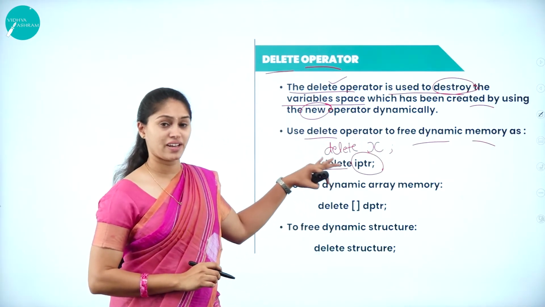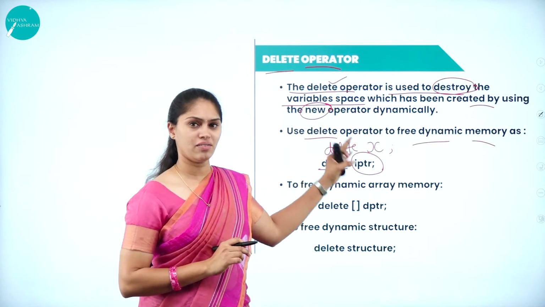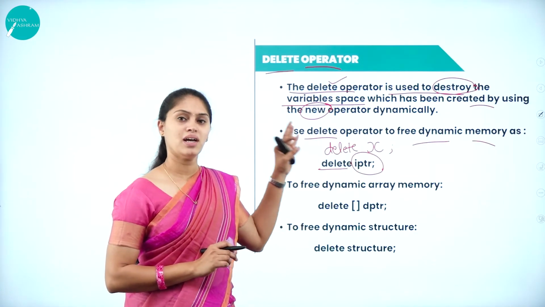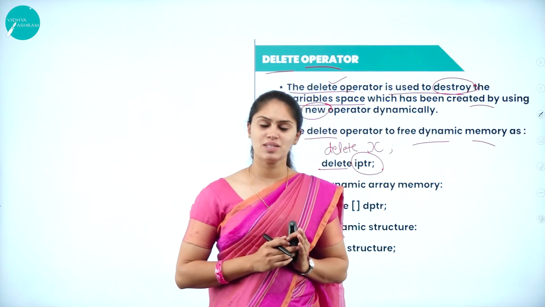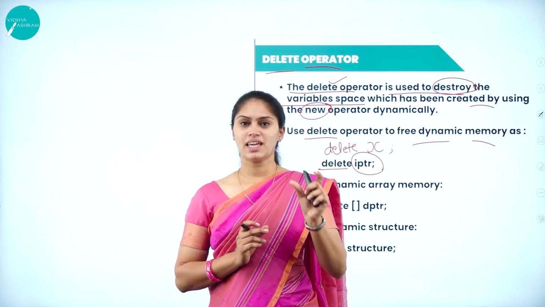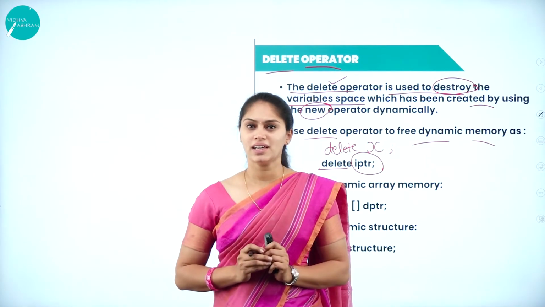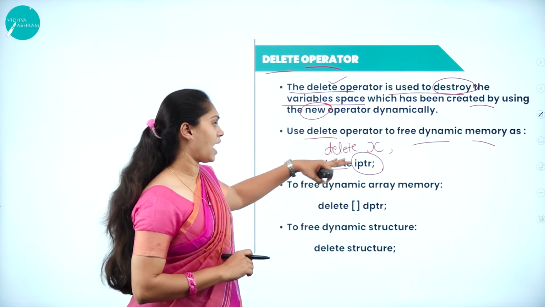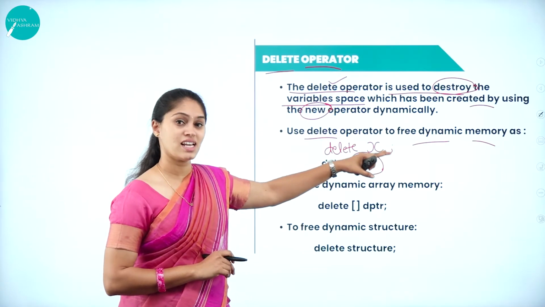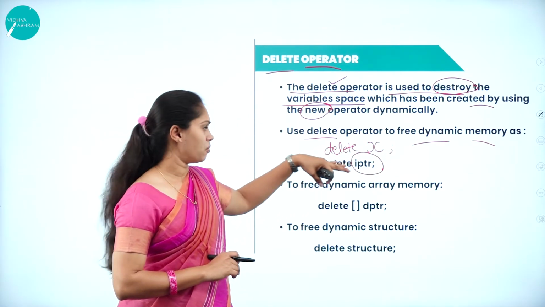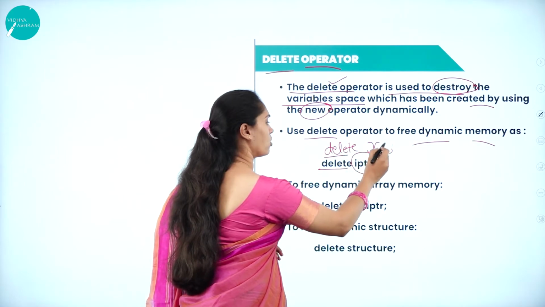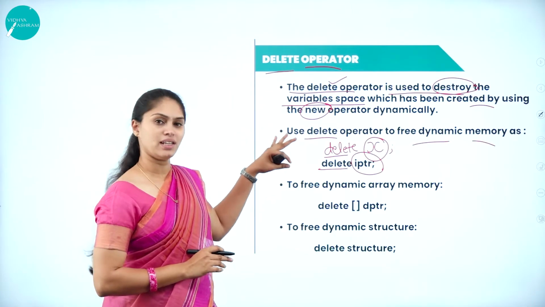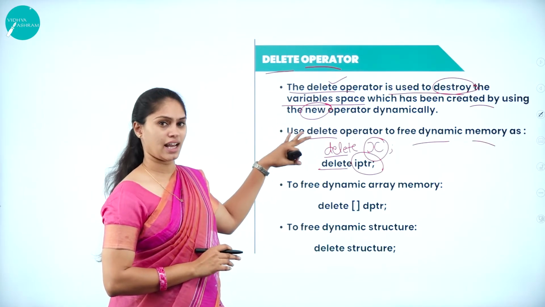Here there is no need to specify the data type. We have already allocated a memory space to that pointer variable with the new keyword. But when I want to deallocate the memory space, at that time I have to use the keyword delete along with the pointer variable name. If you see the previous example, I can deallocate the memory space of this x pointer variable with the help of this delete keyword along with the name of that variable. So this is how the delete operator is going to free the memory space dynamically.